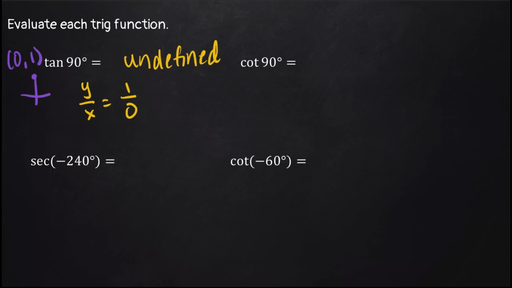Now we have cotangent. We're still finding this of 90, which is 0, 1. Cotangent is x over y, which is 0 over 1, which is the same thing as 0.